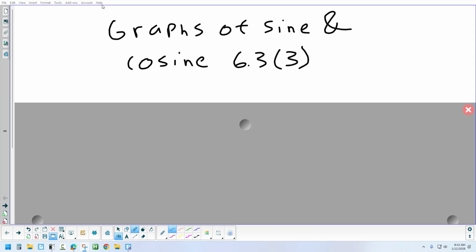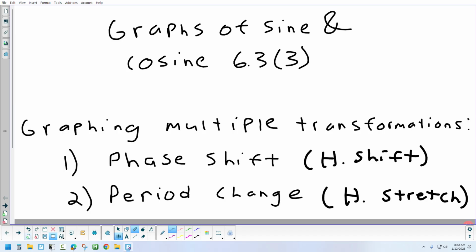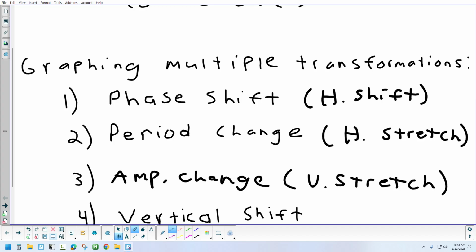Take a look at the last part of section 6.3. We've talked a little bit about graphing sine and cosine functions, so I want to go through each one of them quickly. We're not going to do an example, but just maybe what an equation looks like for them. And we also have to remember that when we do transformations, they always have to follow a certain order. And this is the order.